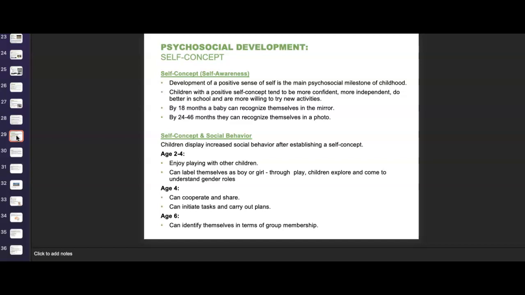At age 4, they can cooperate and share with others. They can initiate tasks and carry out plans. At age 6, they can identify themselves in terms of group membership.